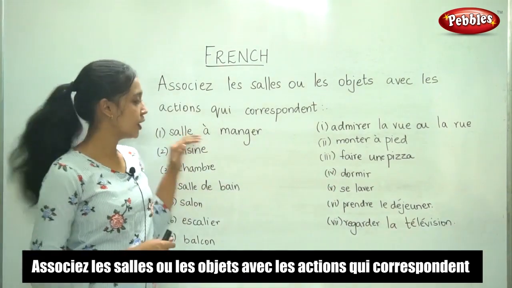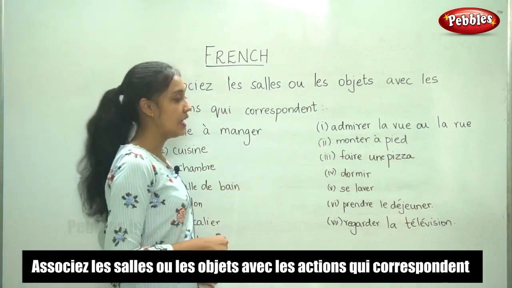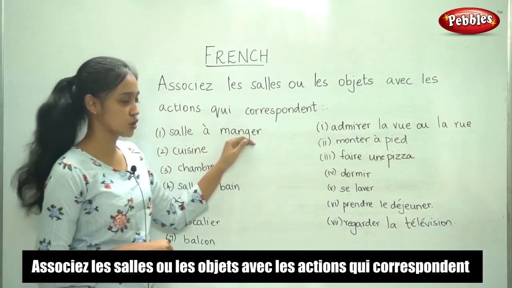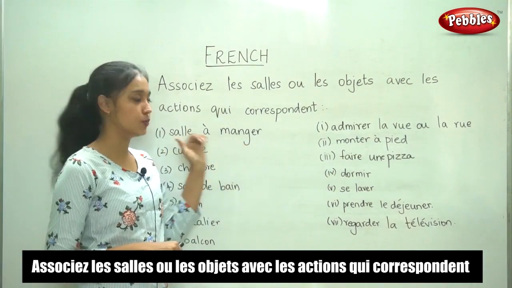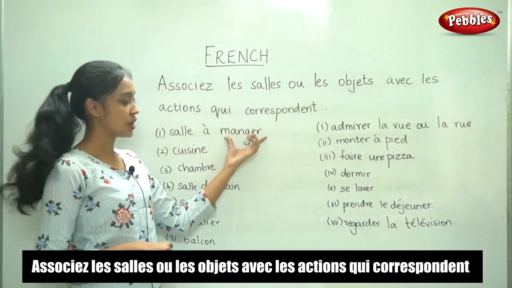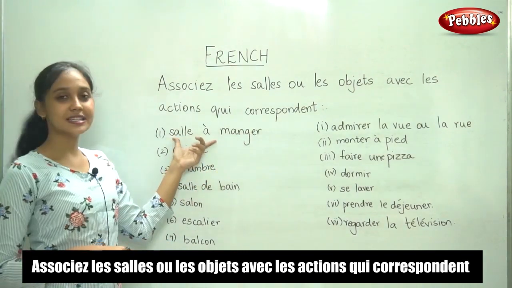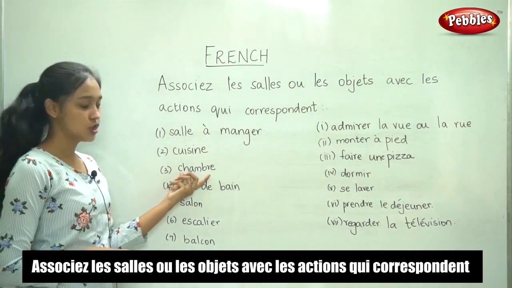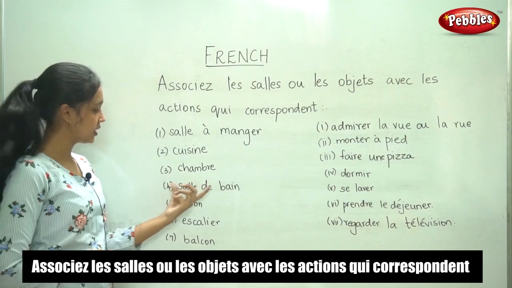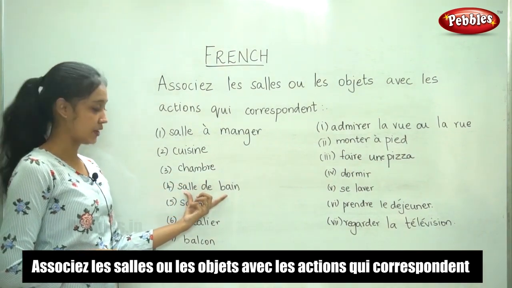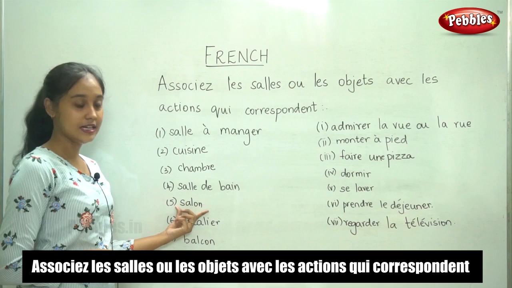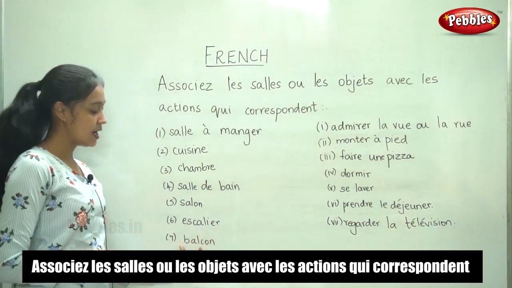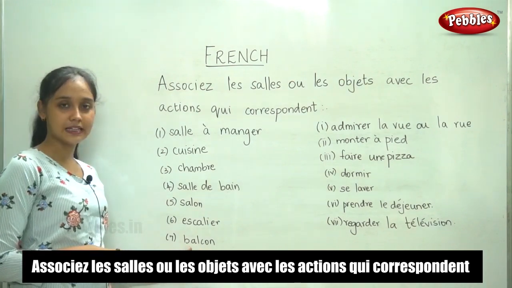So first, you may not be familiar with these words. First read these words along with me. So the first one, salle à manger. So this is the dining room, room of manger. Manger is to eat. So it is the dining room. Cuisine, it is the kitchen. Chambre, the bedroom. Salle de bain, bathroom. Salon is the living room. Escalier is the stairs. Balcon is the balcony.